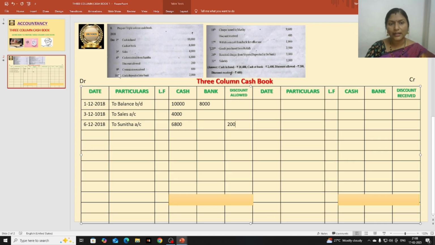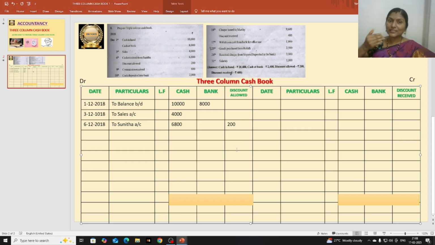Let us analyze that. December 9th, commission received 800. Commission received. So analyze the transaction. Received. How is the business receiving commission? In the form of cash only. 800 rupees commission received. So what happened here? Cash is coming into the business or going out? Coming into the business. Received. By noticing that word received, you should mention that commission on which side? Debit side. Because cash is coming into the business.